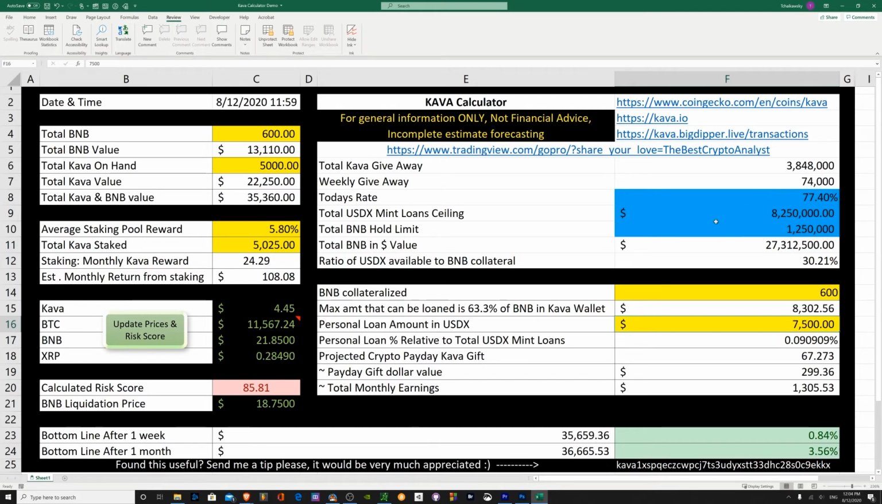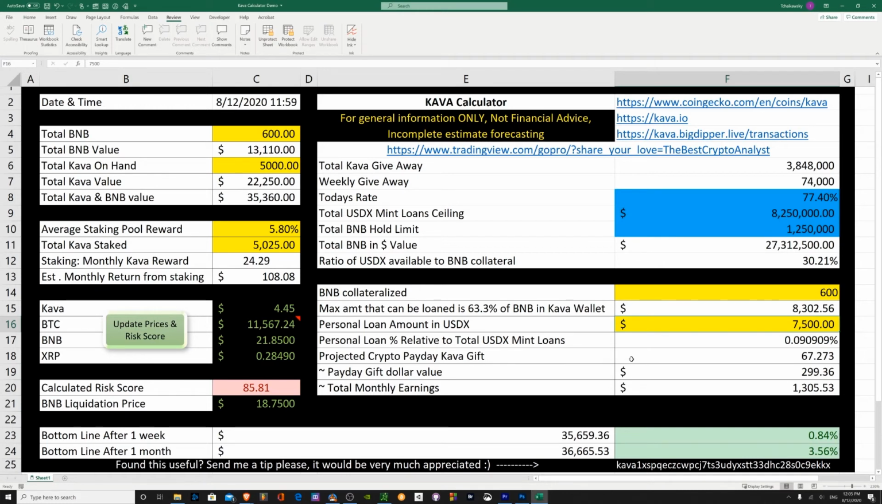And being that the ceiling for the amount of loans that can be taken out right now is 8.2 million, that means that if you were to put in, what is it, 13,000 in BNB, you would make up 0.09% of the total loans that are issued. With that, 0.09% of 74,000 works out to be 67.273. And that's how much Kava they're going to gift you.